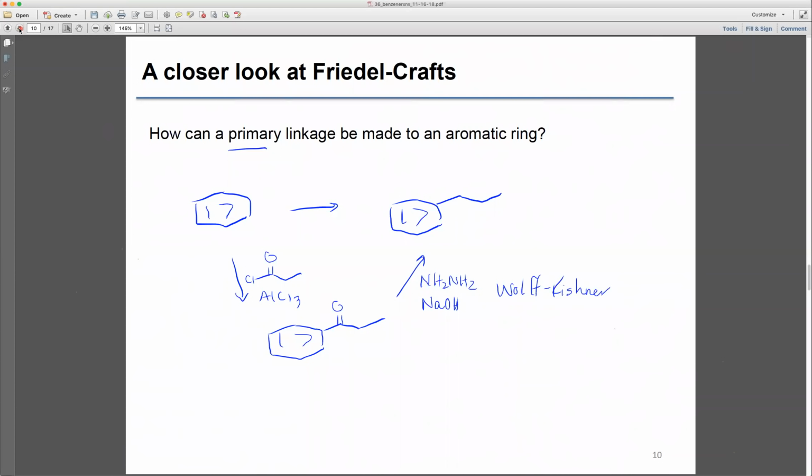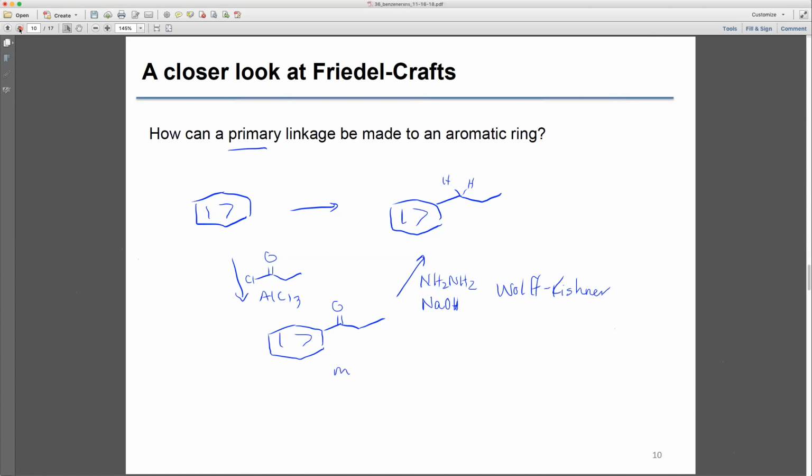This mechanism is a nucleophilic addition mechanism that is covered in the second semester. So I won't go through the mechanism with you here, but it effectively replaces that carbonyl oxygen with 2 hydrogen atoms. So the name reduction implies that we're increasing the bonds to hydrogen, reducing the bonds to oxygen. And this Wolff-Kishner reduction will do that. And this gives us then access to that primary linkage on the aromatic ring.